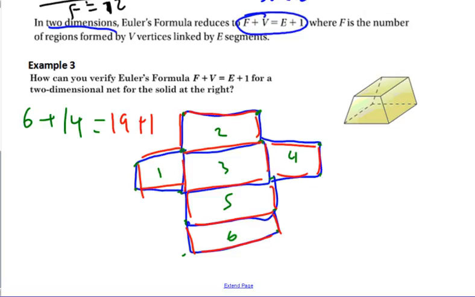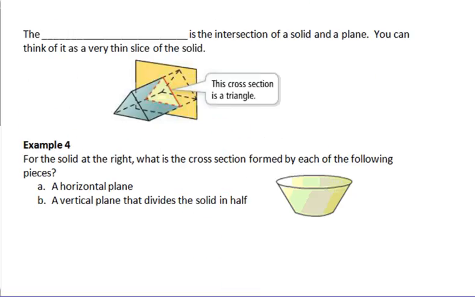So it changes the whole dynamic when you make it 2-dimensional. There's a whole bunch more faces, vertices and edges, but we have 20 over here equal to 20 over there, and that's how we just verified Euler's formula for 2-dimensional figures. Interesting, huh?